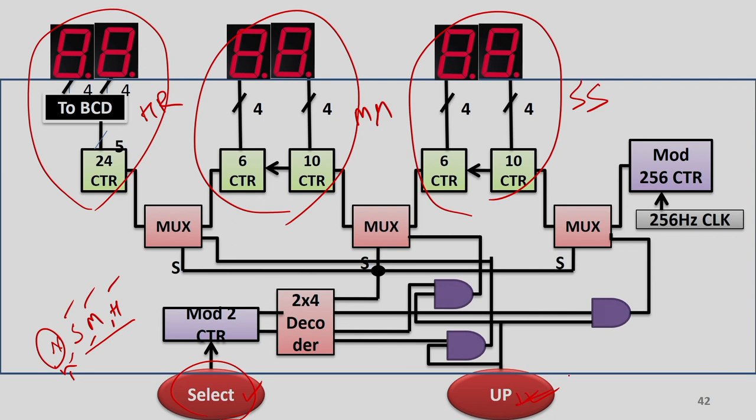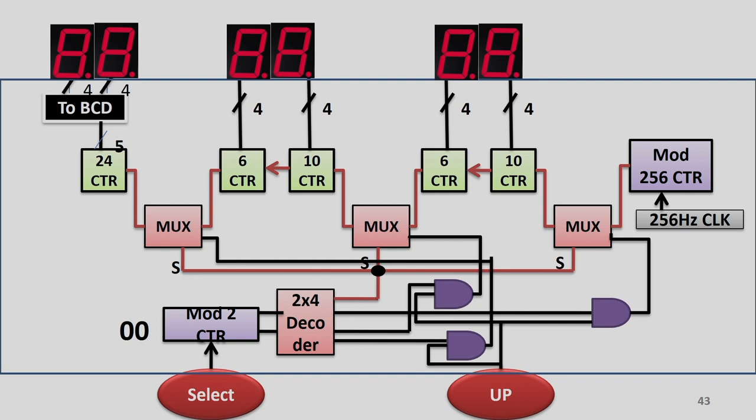And if you do this, how does it happen? Suppose the counter is equal to 0, 0, then this red part gets activated, and we are taking input from the mod 256 counter, the 256 hertz clock, which means here we are getting a 1 second pulse, and this 1 second pulse is input to the mod 60 counter. That means every 1 second this second counter will be incremented.